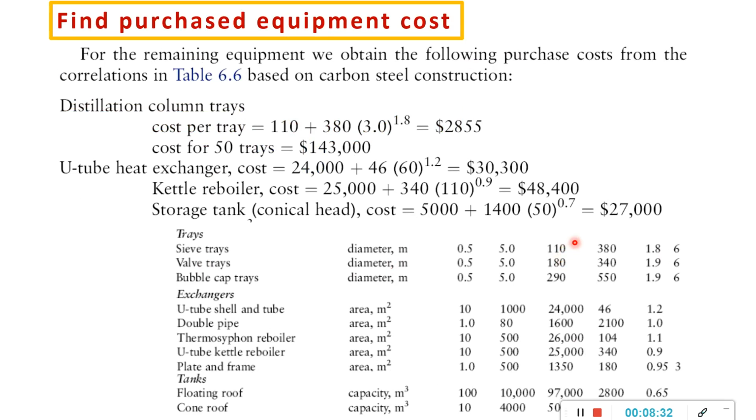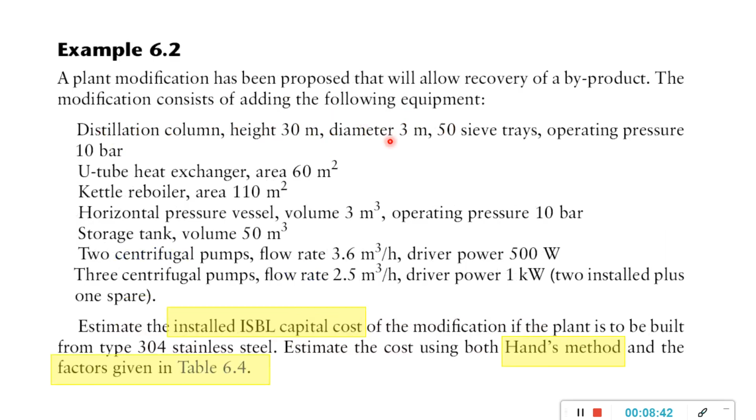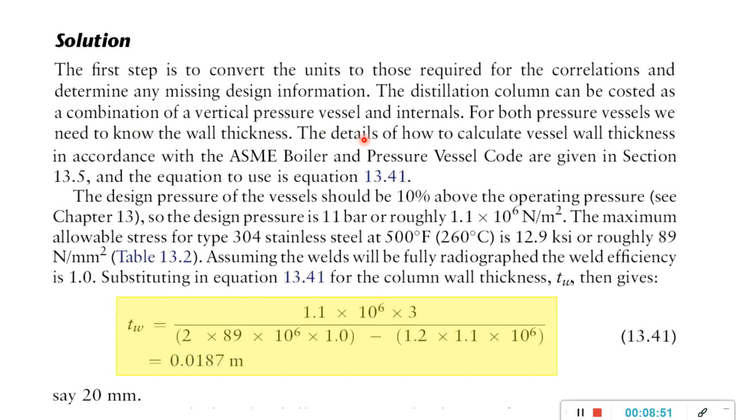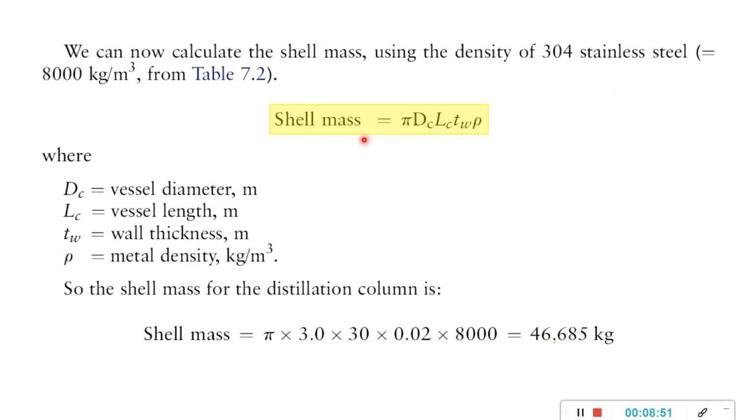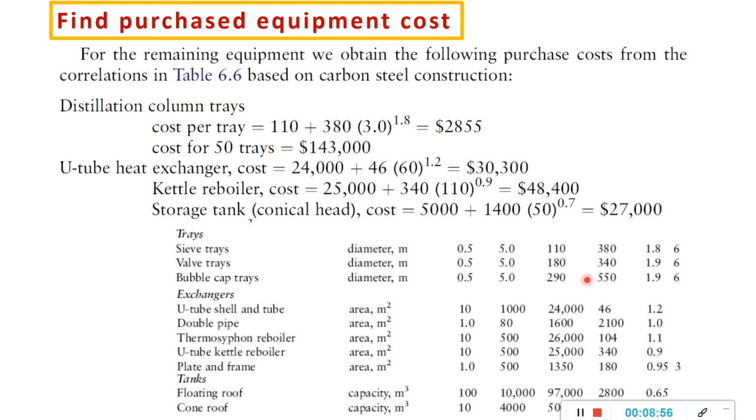So we just substitute: 110 plus 380 times the diameter. Our diameter is 3. Look at the list, the diameter is 3 meters, so we directly take this one. We assume that the tray has 3 meters in diameter. So by looking at the table and substituting all of this, we get 2,855. Then we must multiply by 50, and we get 153K. This is for the distillation column.